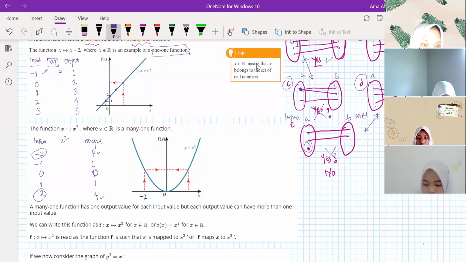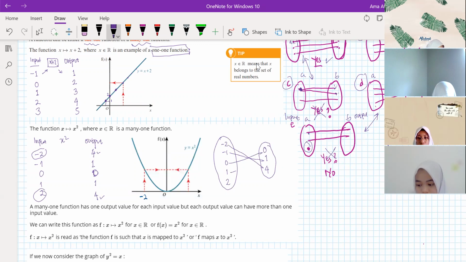If I draw the diagrams, I have -2, -1, 0, 1, 2 as my first diagram, and in the second diagram I have 0, 1, 4. Look at this: -2 with 4, -1 with 1, 0 with 0, 1 with 1, 2 with 4. So this is many-to-one, a many-one function.